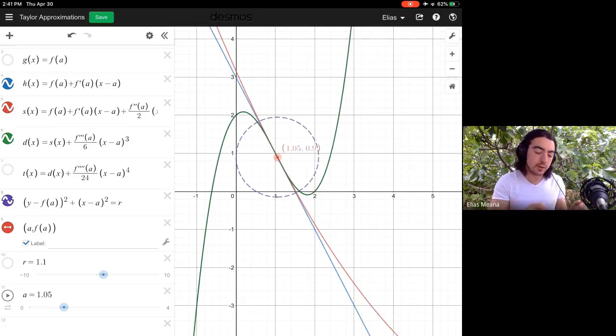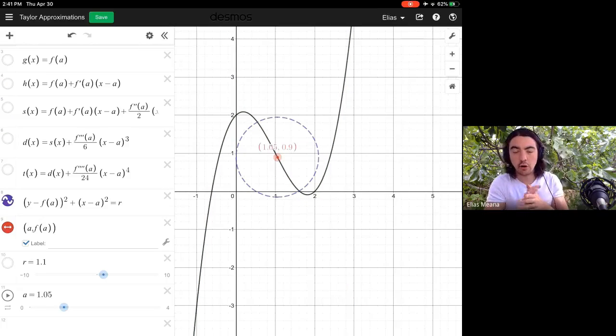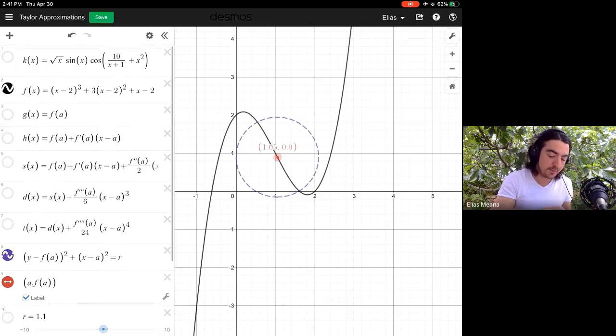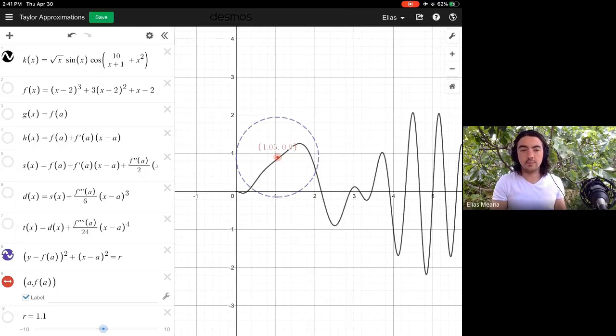And so what I want to do with you instead is take off these approximations and do a curve that's not so easy, right? A cubic is an easy one. Let's do one that's kind of crazy looking. So I've got this crazy looking curve here, okay? And now this will help us see just how powerful this technique is, right? Because this is a curve that, if you guys can see, it's the very top equation. It's the square root of x times sine of x times cosine of 10 over x plus 1 plus x squared. Okay, it's crazy looking.